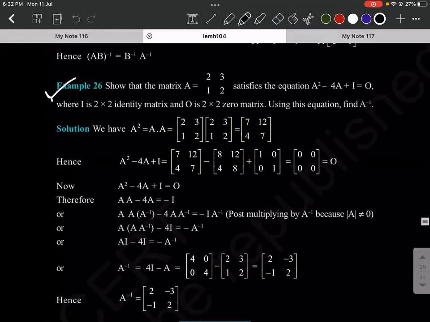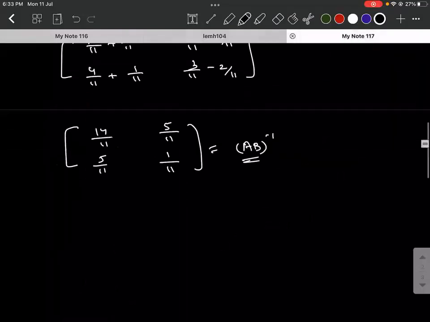Now, 26. Show that the matrix A equal to 2, 3, 1, 2 satisfies the equation A square minus 4A plus I. So your job is very simple. Find all the three terms separately. Matrix A is given to you. Find out A square. A square means what? A multiplied with itself. Tell me what is the answer for that. So write down the equation A square minus 4A plus I.